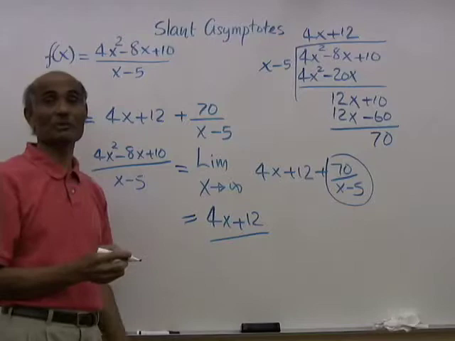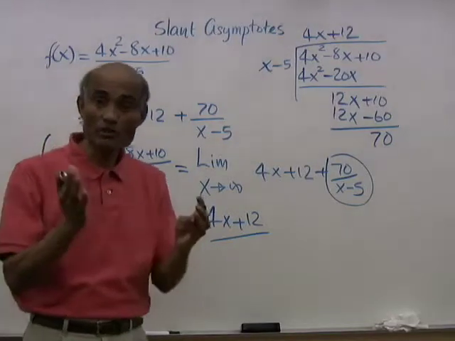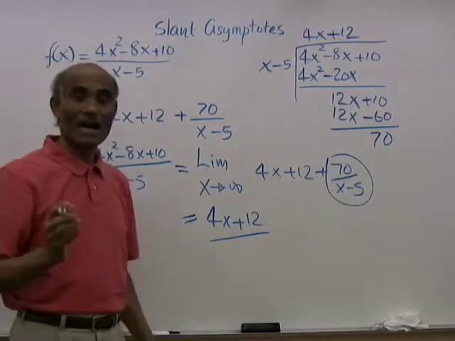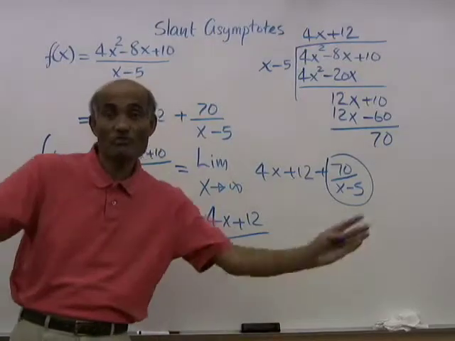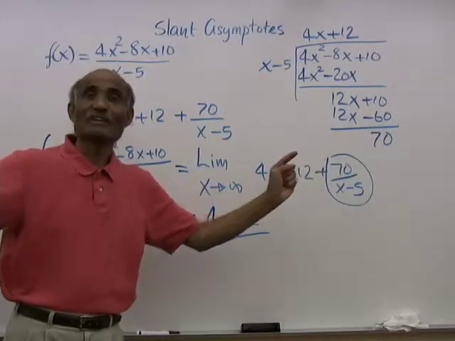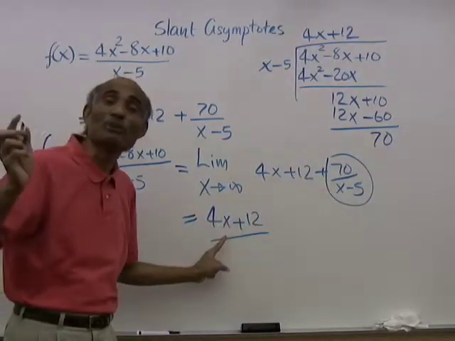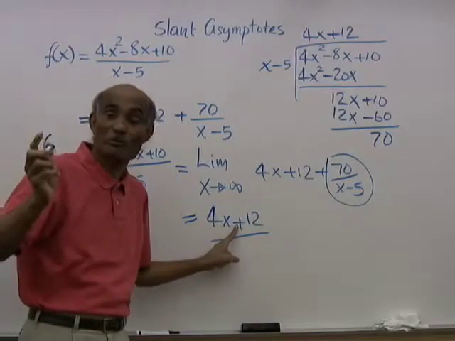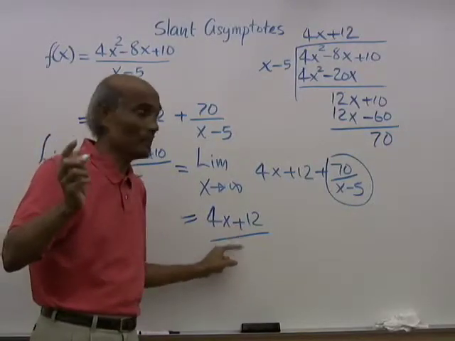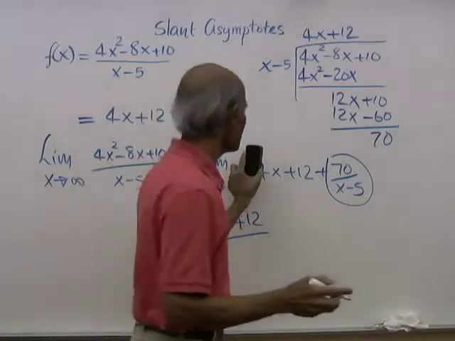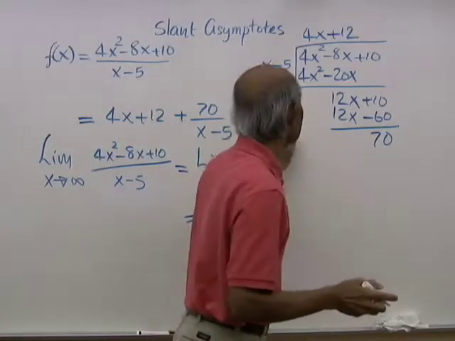What that tells you is that if you draw the graph of this function, as x gets very, very large, the function value will approach this line. 4x plus 12 is a straight line. Now, let me see if I can draw that straight line for you.